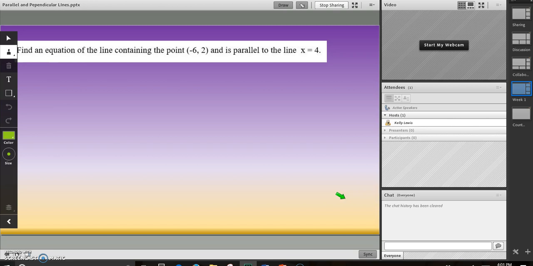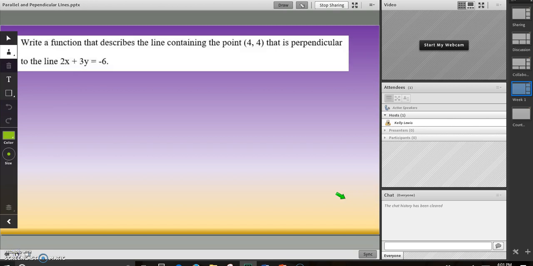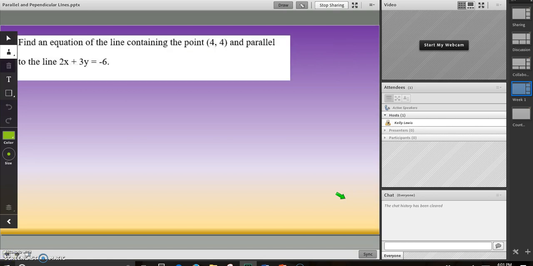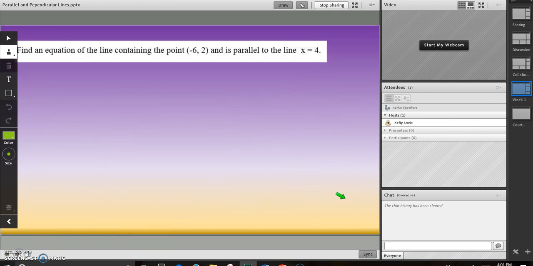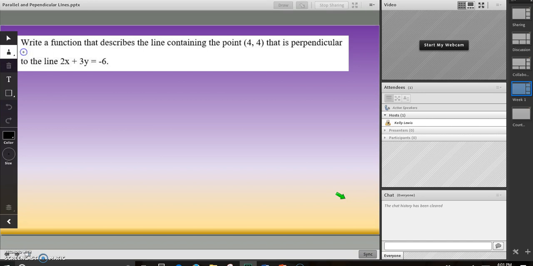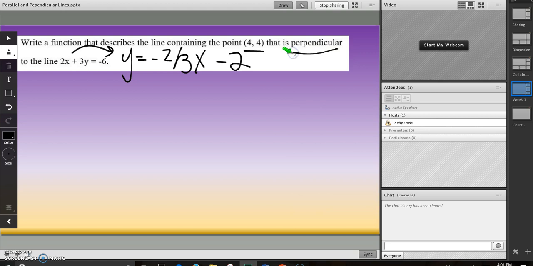All right, find an equation. Let's do this one: 2x plus 3y equals negative 6. That's the same as here. Where do we get negative 2/3 x minus 2? Okay, so when I convert that, that's what I get. It still contains 4, 4 and is perpendicular. So instead of the slope being negative 2/3, I'm going to flip it. So I'm going to get 3/2, and it's got to be a different sign. So instead of negative, it's going to be positive.